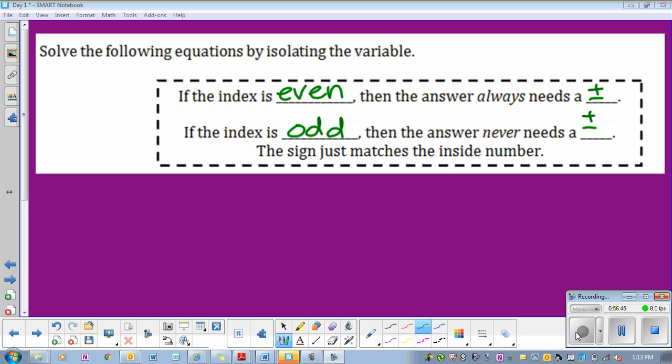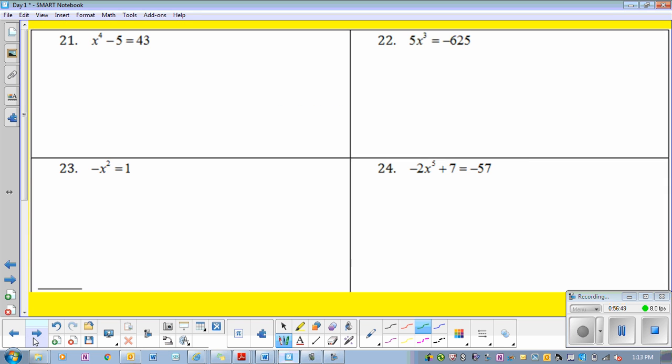Okay, so let's try some examples. Number 21. All right, we need to get this x all by itself. So, I'm going to add the 5 first. Then we have x to the 4th equals 48.